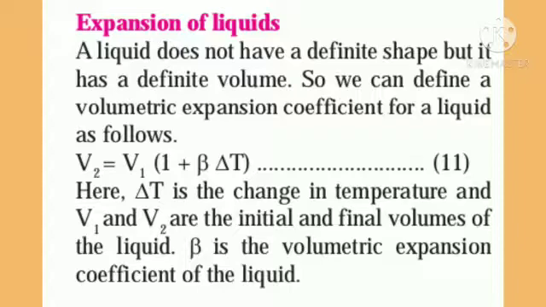Expansion of liquids. A liquid does not have a definite shape, but it has a definite volume. So we can define a volumetric expansion coefficient for a liquid as follows. V2 is equal to V1 into (1 plus beta delta T). Here delta T is the change in temperature, V1 and V2 are the initial and final volumes of the liquid, and beta is the volumetric expansion coefficient of the liquid.